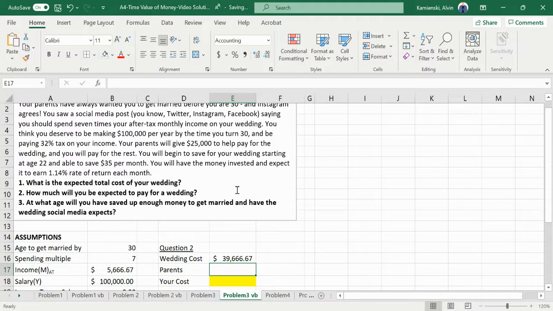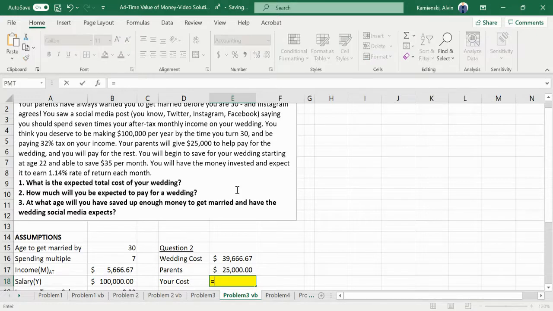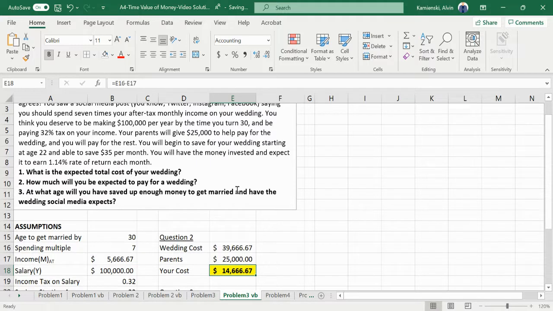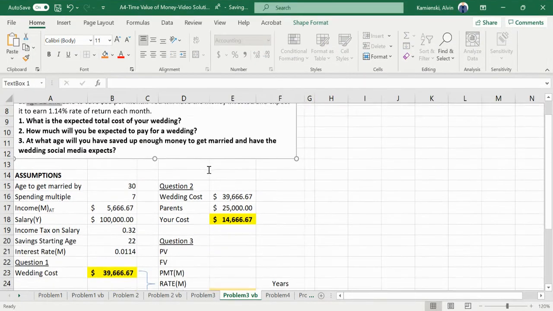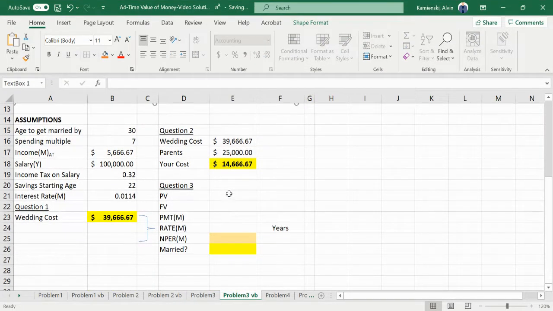So our parents, it says, are going to get us $25,000 at that time, which means we're going to have at least $14,000 saved up in order to begin there. So we're going to need to achieve that savings goal. How are we going to do it? We're going to start saving at 22 years old and save $35 per month every month.